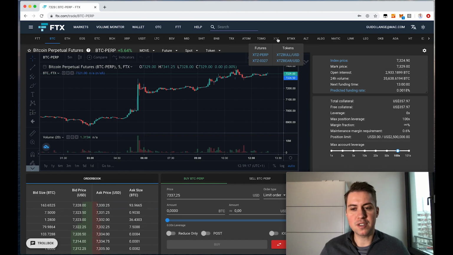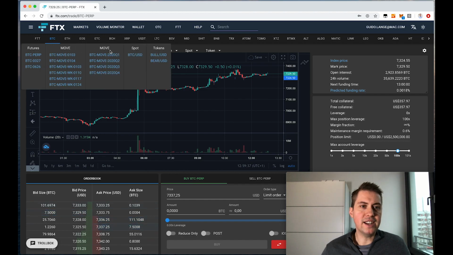And that's not really possible on other platforms like Binance, for example. So you can also only short some cryptocurrencies, and it's the same for BitMEX. So FTX is basically the platform where you can short probably by far the most altcoins compared to other platforms.